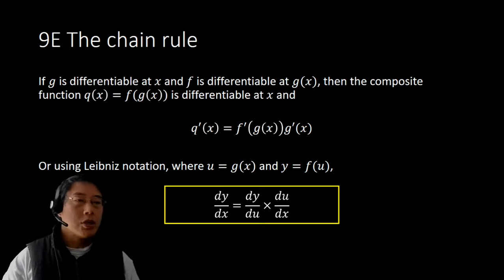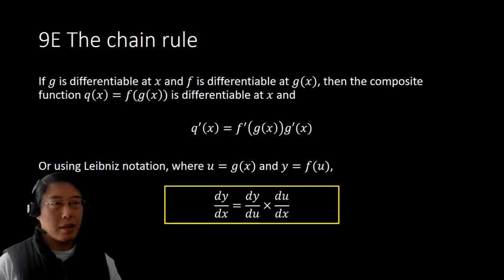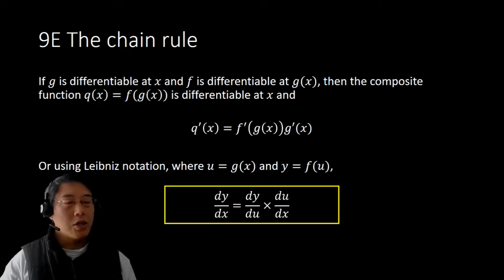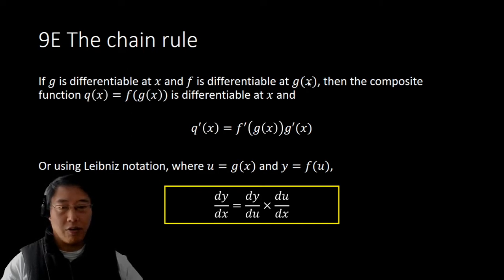Okay, so starting with 9E, it's the chain rule. So you will have two functions, both of them differentiable. Differentiable again means the derivative is continuous. So you will start with g is differentiable at x, which is your first function, and f will be differentiable at g of x, so that will be your second function.